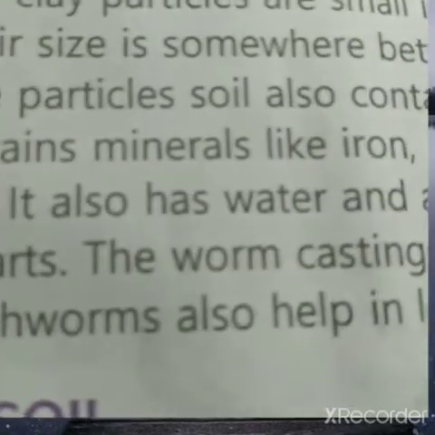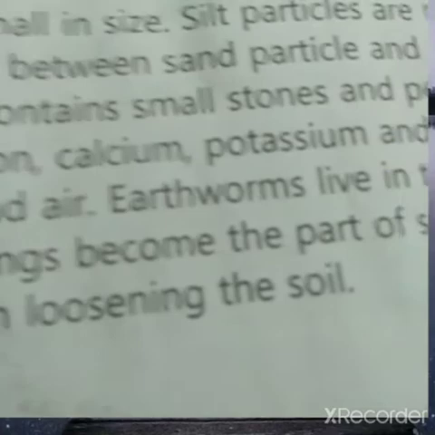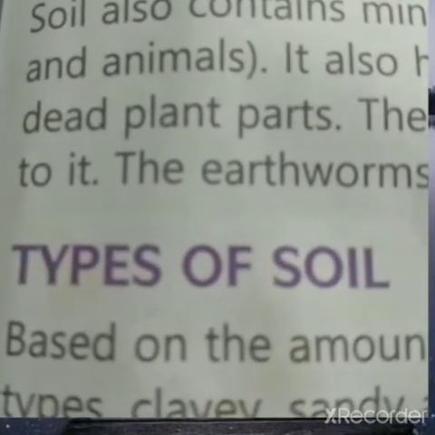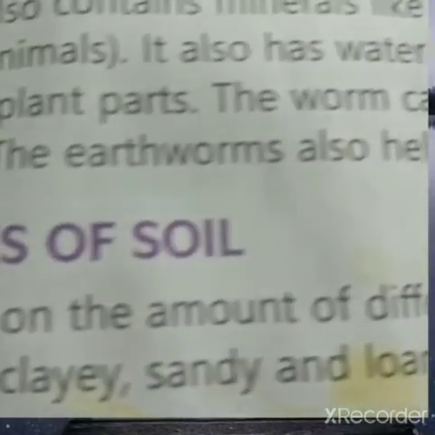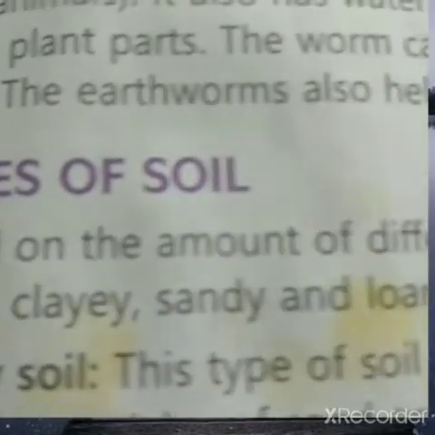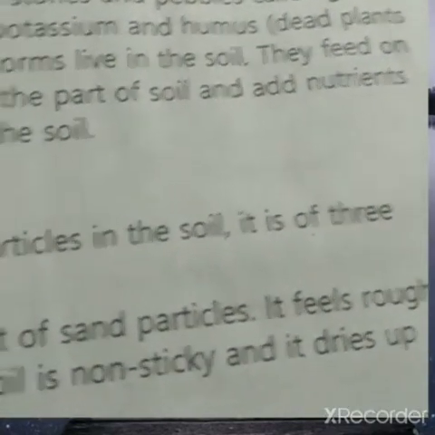Besides these particles, soil also contains small stones and pebbles called gravel. Soil also contains minerals like iron, calcium, potassium and humus, dead plants and animals. It also has water and air. Earthworms live in the soil. They feed on dead plant parts. The worm castings become part of the soil and add nutrients to it. The earthworms also help in loosening the soil.